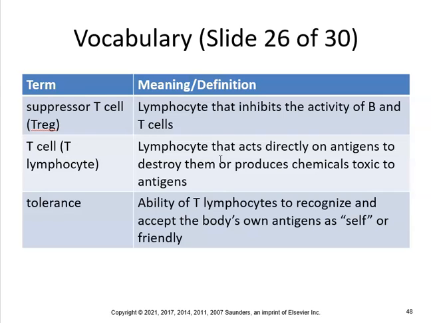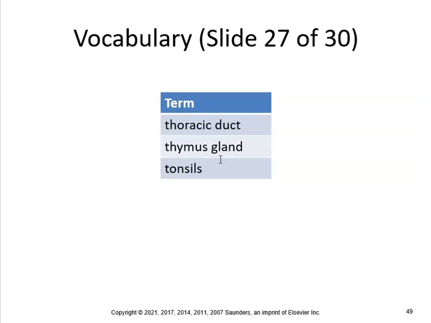And then tolerance is the ability of T lymphocytes to recognize and accept the body's own antigens as self or friendly. Okay. Now, when you have an autoimmune disease, sometimes your own immune system will attack your own cells because of a low tolerance. And sometimes certain autoimmune diseases that come to the surface have no cure because it's your own body fighting them.